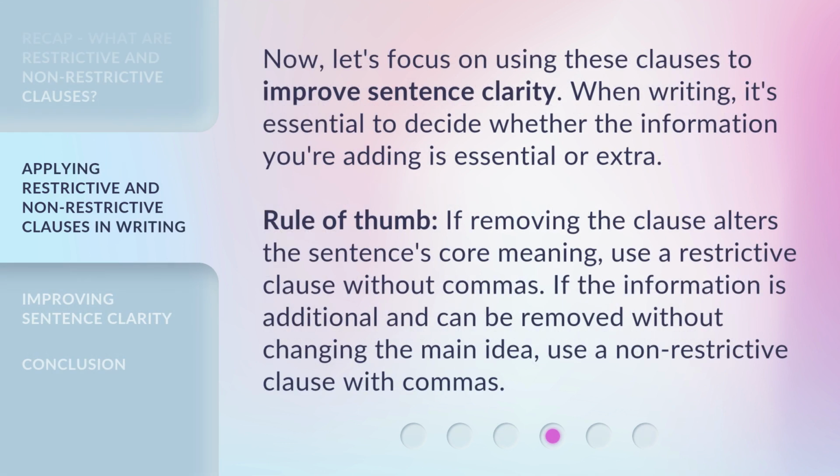Now, let's focus on using these clauses to improve sentence clarity. When writing, it's essential to decide whether the information you're adding is essential or extra. Rule of thumb: if removing the clause alters the sentence's core meaning, use a restrictive clause without commas. If the information is additional and can be removed without changing the main idea, use a non-restrictive clause with commas.